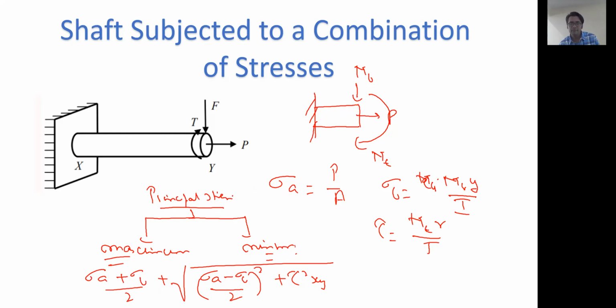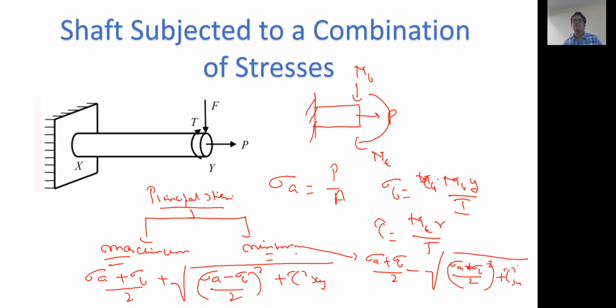And the minimum is what? Sigma A plus sigma B by 2 minus square root of (sigma A minus sigma B by 2) the whole square plus tau square xy. It's a way to find out the maximum and the minimum principal stresses.